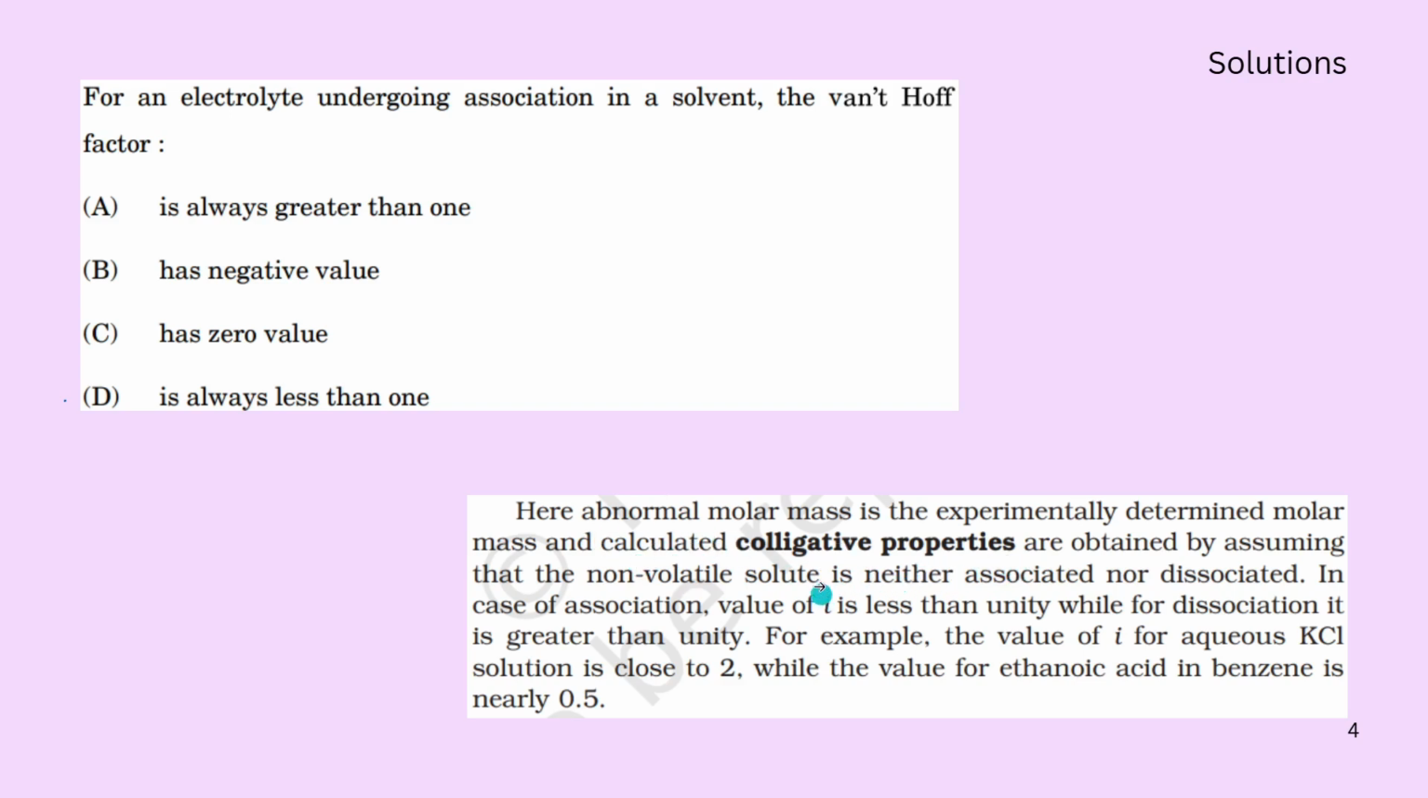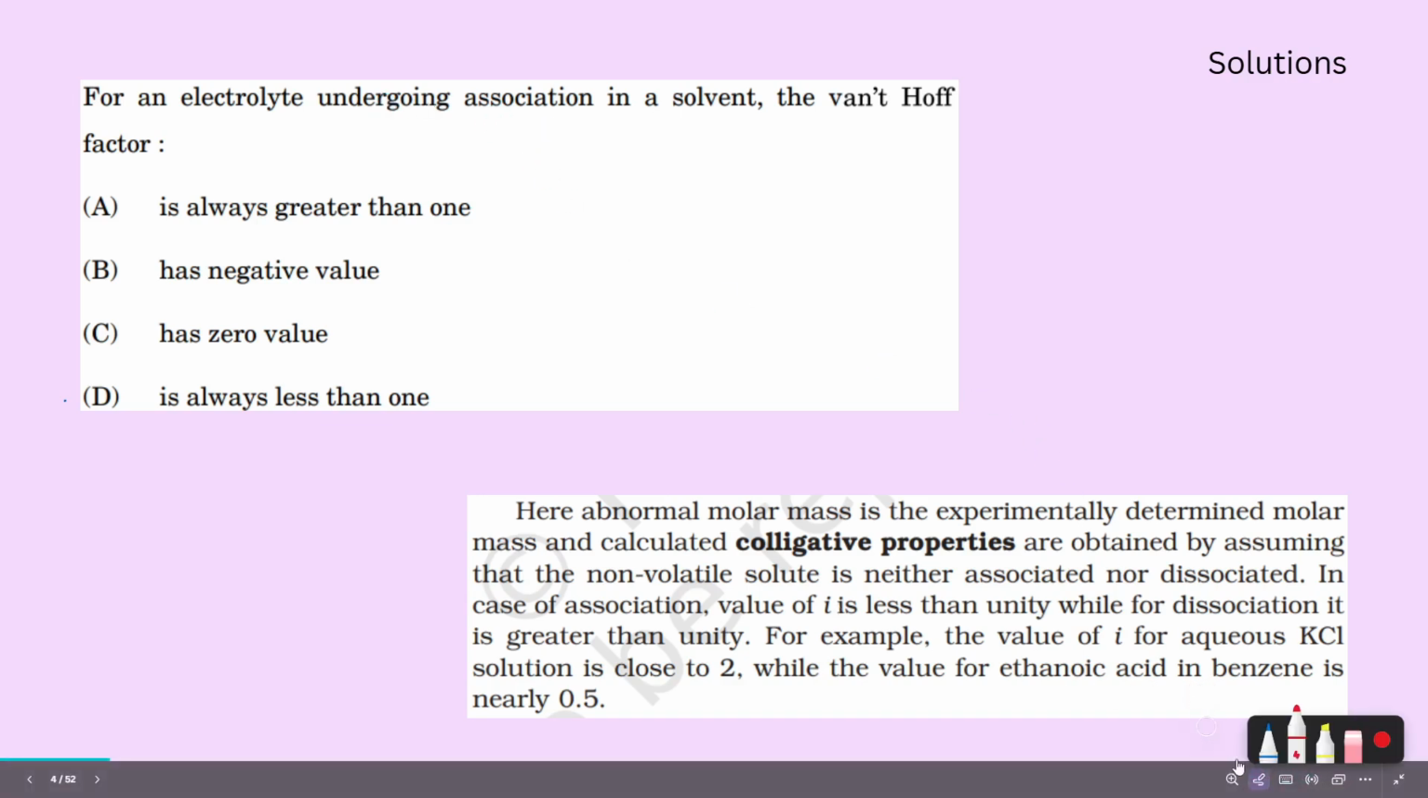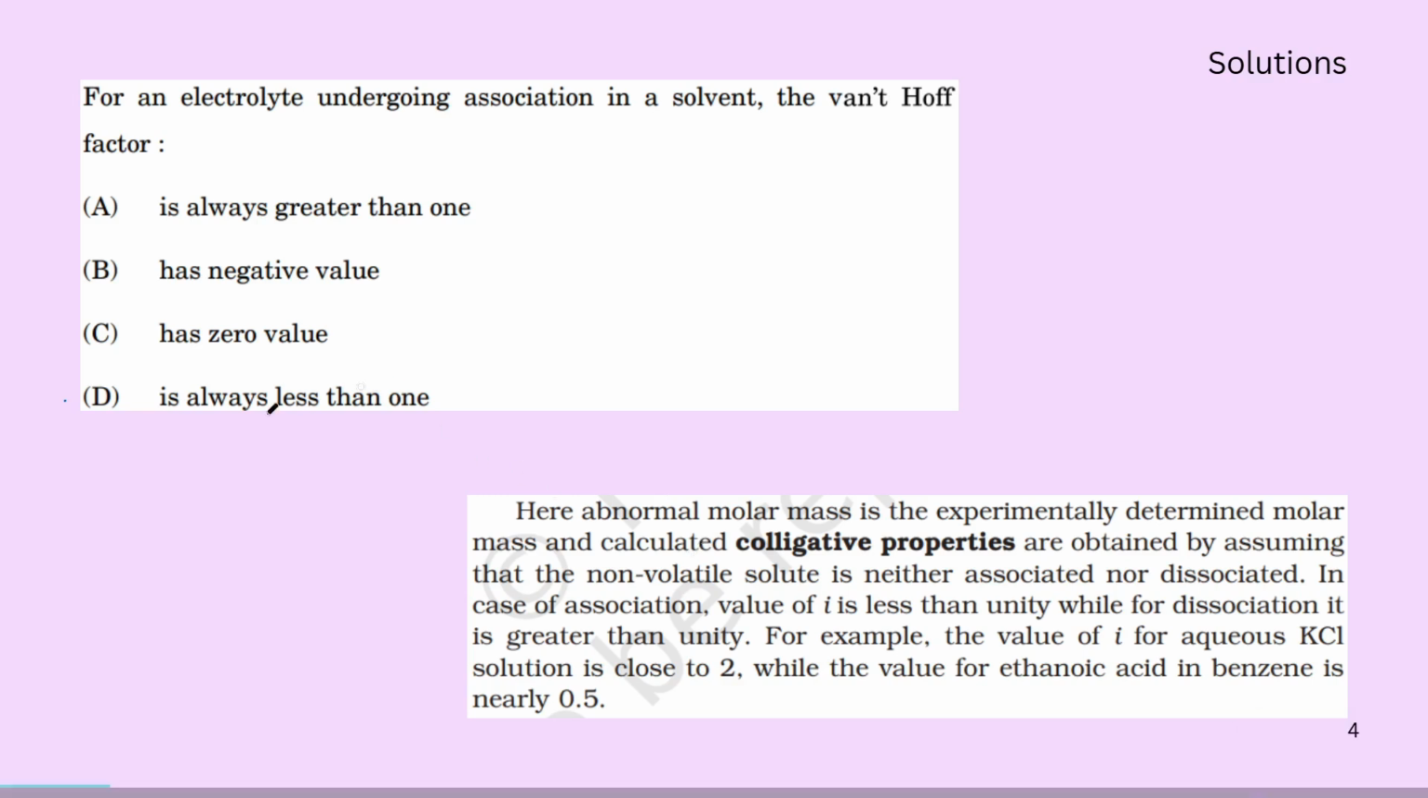All of these assume that the solute is neither undergoing association nor dissociation, but that's not the case. Even if you take sodium chloride, it's going to undergo dissociation in water. So when it undergoes association, the Van 't Hoff factor i is less than unity, whereas for dissociation it is greater than unity. They've asked this specifically for association, so the answer to this question is going to be option D. It is always less than 1.